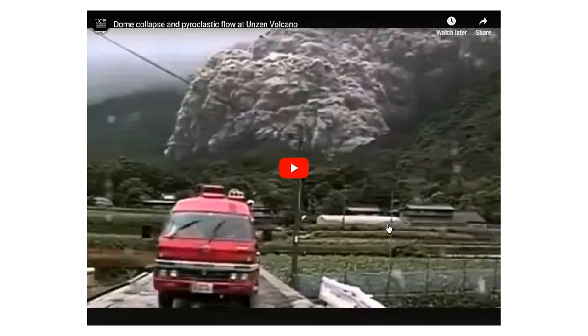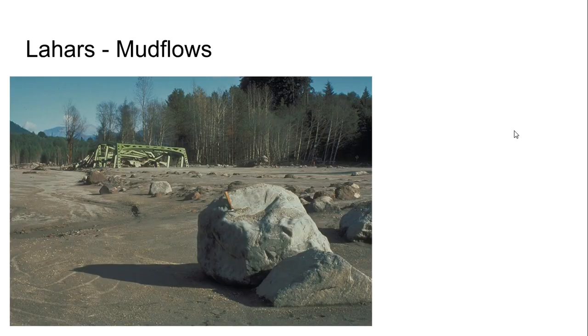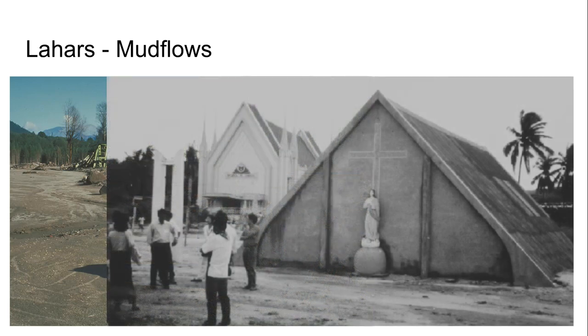This is a video of a car driving away from Mount Unzen in Japan when it was erupting. That's a pyroclastic flow, superheated gas and dust. And of course, lahars. That's a bridge over there. Everything's caked in mud here. Here's another example in the Philippines from Pinatubo. That's the roof of the church in that particular area. So there's a lot of mud there.